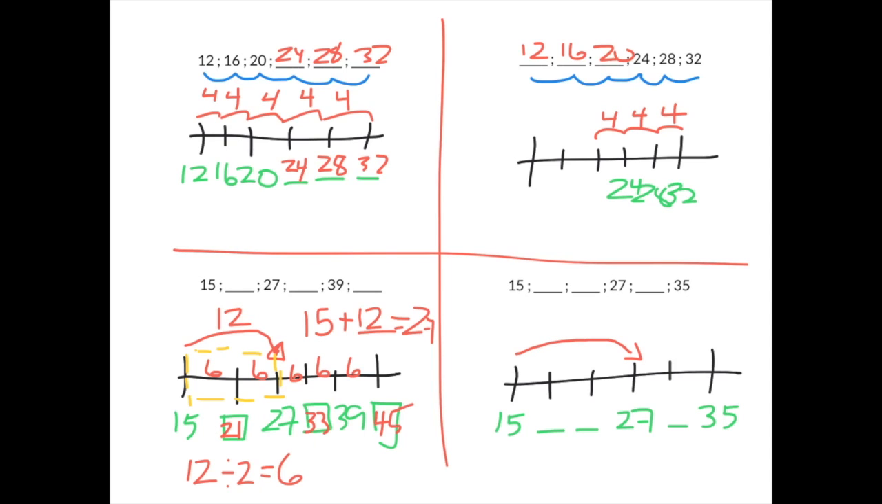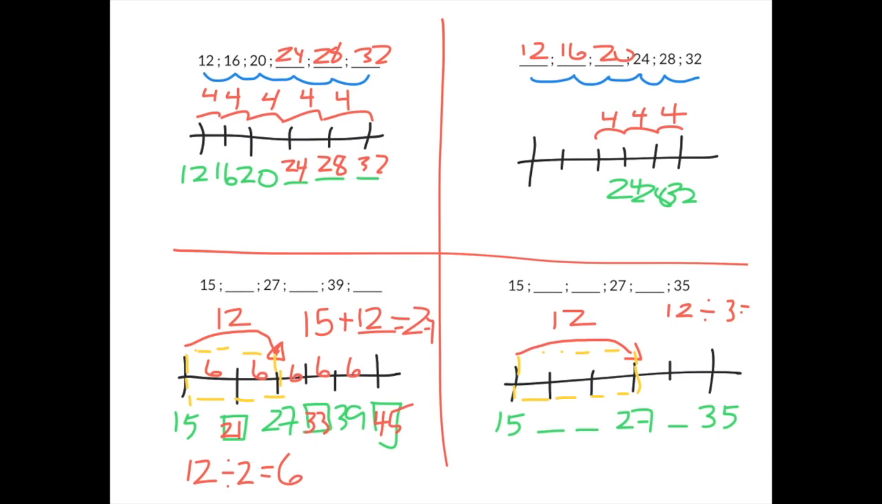Let's find the difference between two of the known numbers on the number line. So in this case, the difference between 15 and 27 is still 12. But here, 12 is represented by 3 spaces on my number line. So the value of each space then becomes 12 divided by 3.